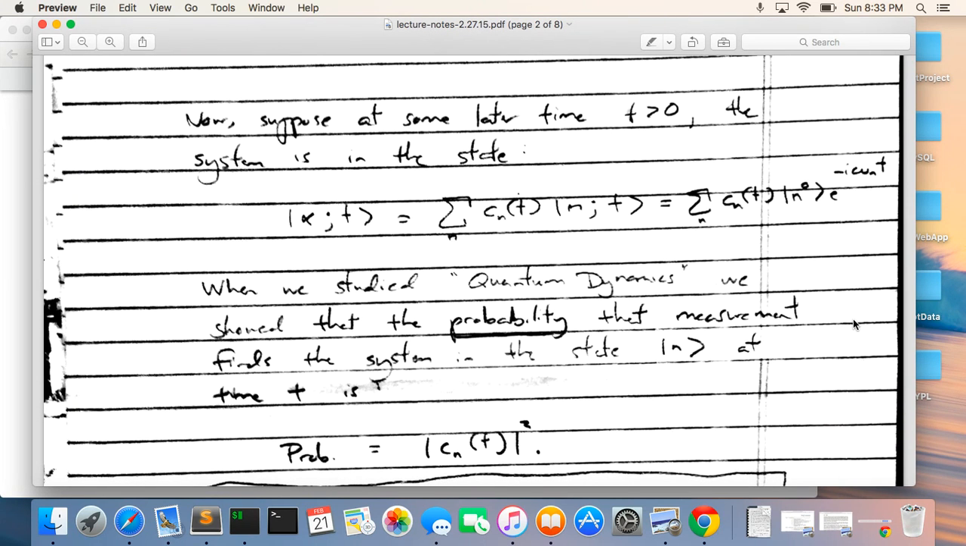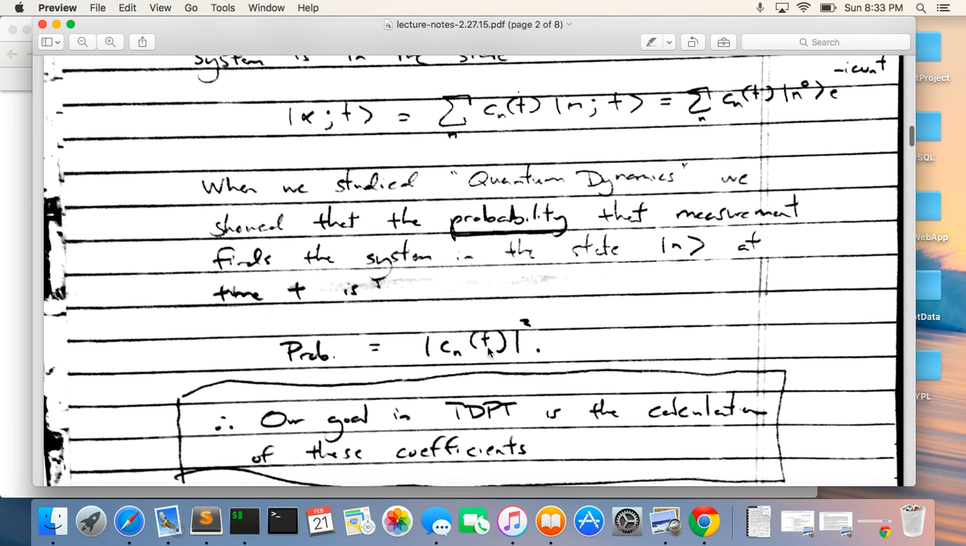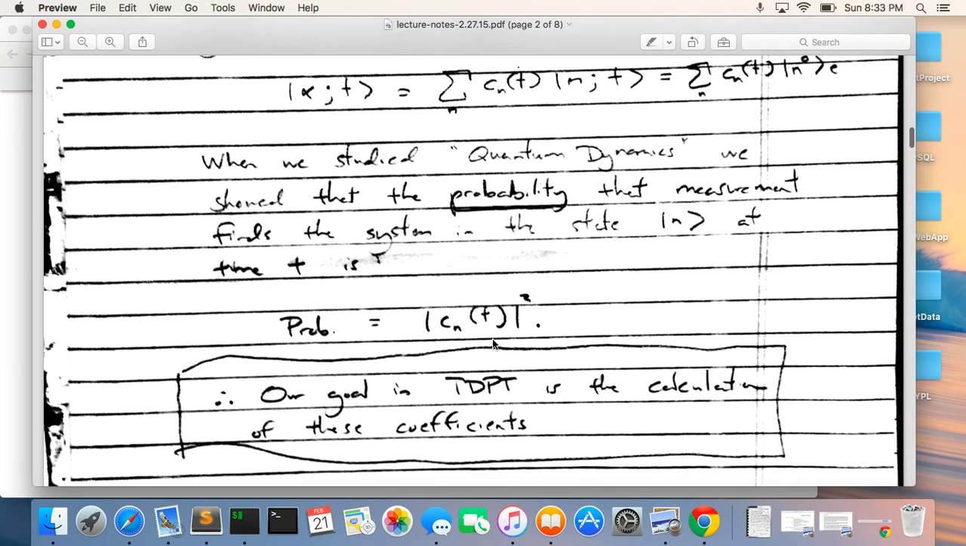So when we studied quantum dynamics, back when we were talking about time evolution and things like that, we showed that the probability, if you're interested in doing a measurement for a system that's in some particular state, is just given by these coefficients squared, right? And the time dependence shows up in these coefficients.